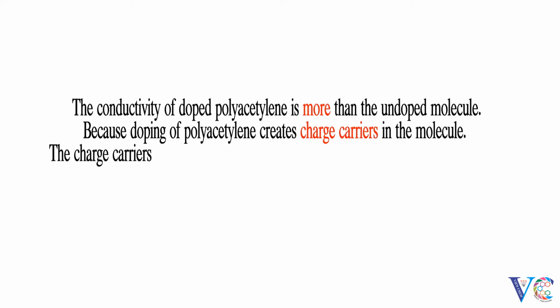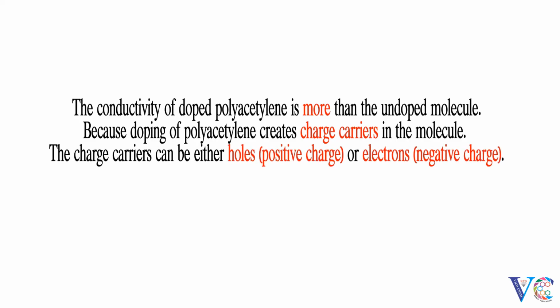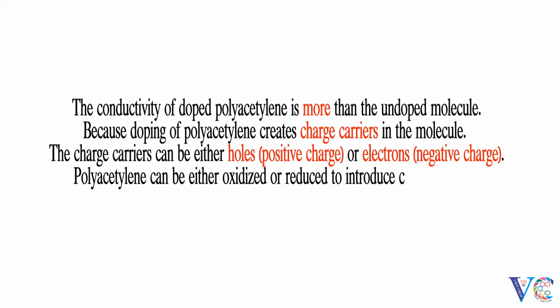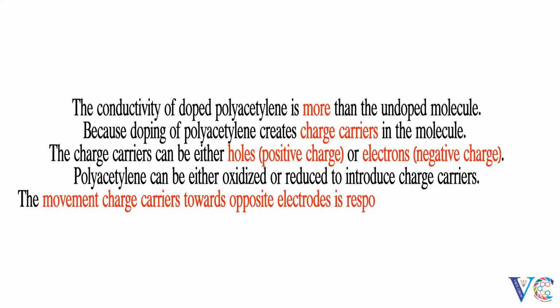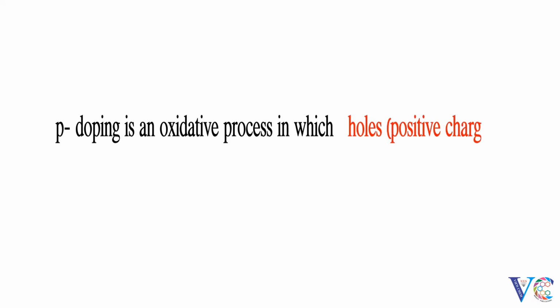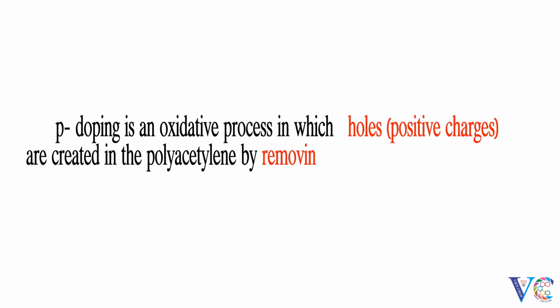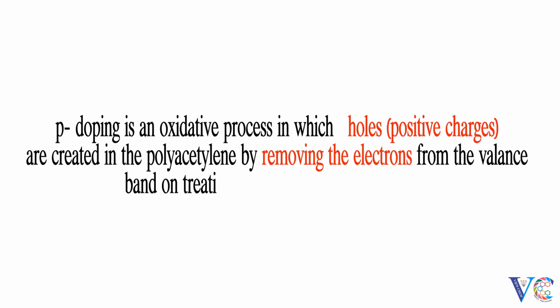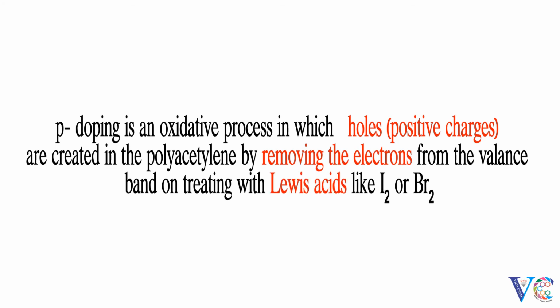The charge carriers can be either holes or electrons. Polyacetylene can be either oxidized or reduced to introduce charge carriers. The movement of charge carriers towards opposite electrodes is responsible for electrical conduction. P-doping is an oxidative process in which holes are created in the polyacetylene by removing electrons from the valence band on treating with Lewis acids like iodine or bromine.